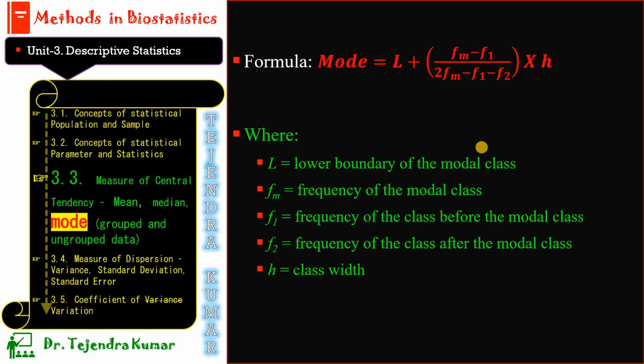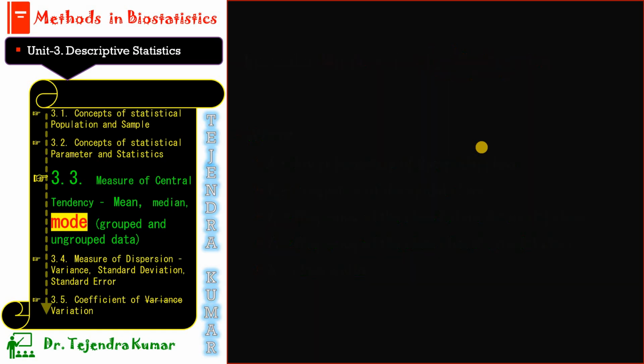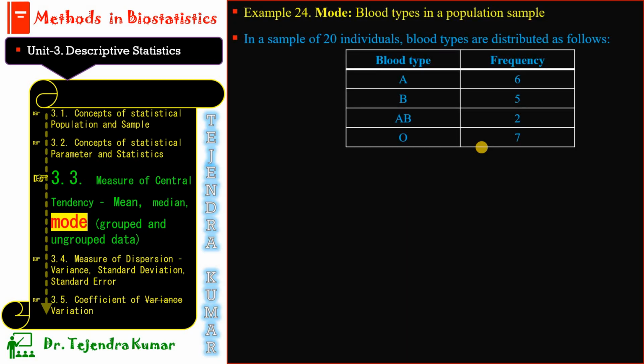So here, capital L is the lower boundary of the modal class, as we had seen in the median formula. Suppose there is 20 to 30, it means 20 is the lower boundary. fm is the frequency of the modal class, where we will mark or locate the value. f1 is the frequency of the class before the modal class, and f2 is the frequency after the modal class, and h is the class width. So let's take examples.